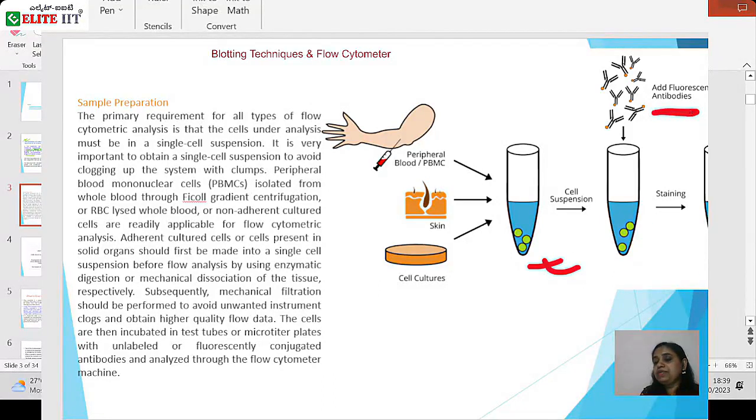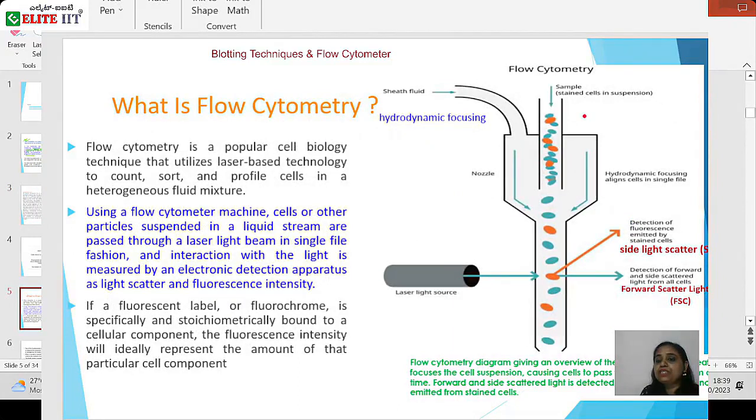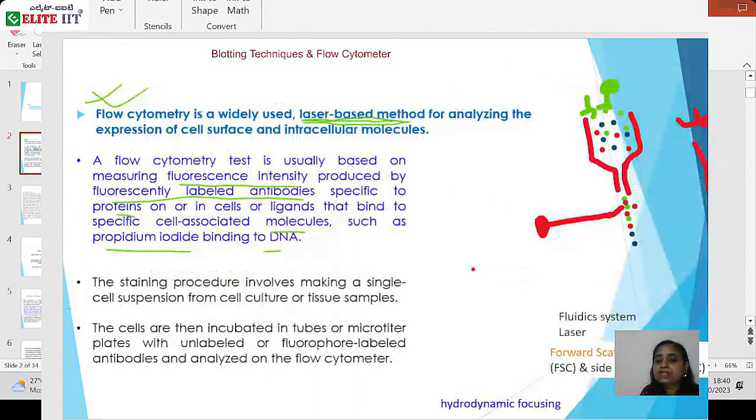Okay, now antibodies will bind with the antigen. And the next step is you add this mixture of the antigen and antibody into the flow cytometer, into this chamber. This chamber is known as the fluidic system. Fluids are there, so it is known as the fluidic system.